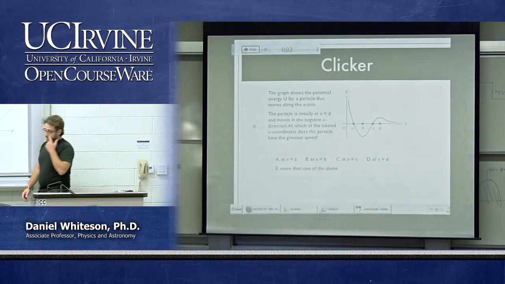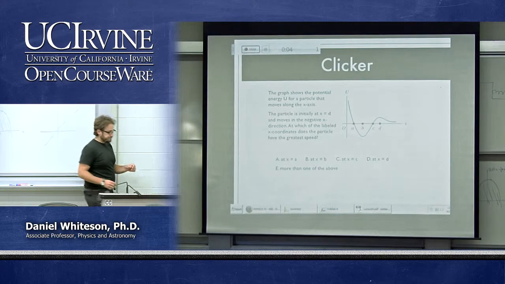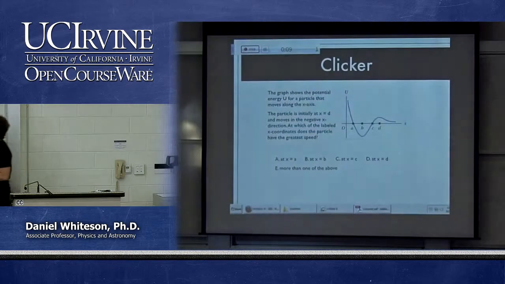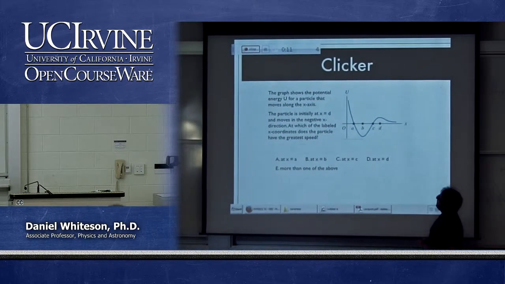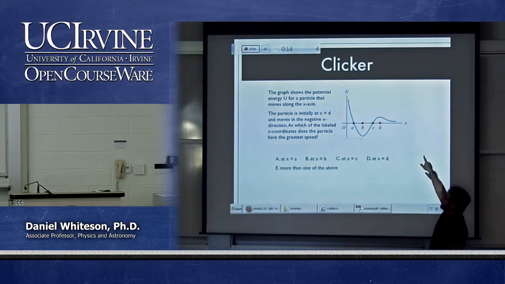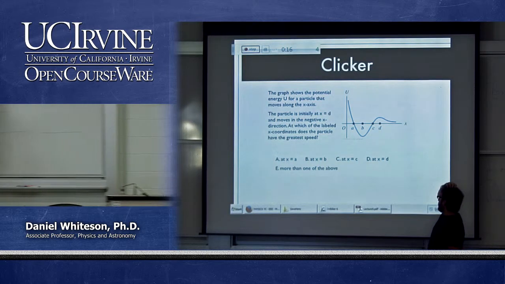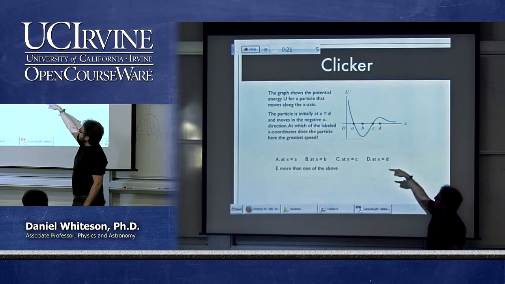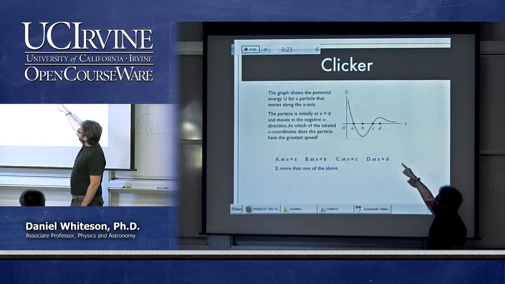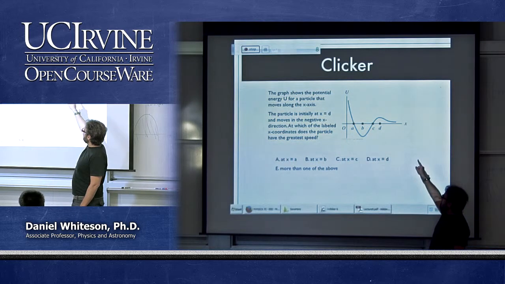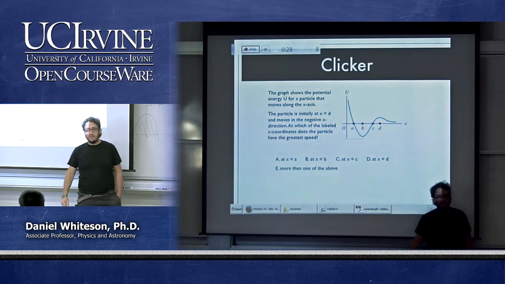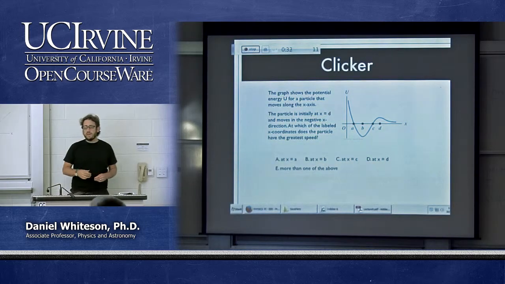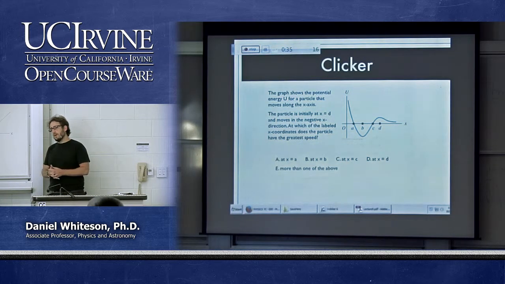So here you have a graph showing potential energy. Let's turn down the lights a bit so people in the back can see. This is a potential energy drawing, right? Not a force diagram. The particle is initially at x equals d, and then moving in the negative x direction. The question is, at which of these labeled coordinates, a, b, c, or d, does the particle have its greatest speed? So I've given you the potential energy function from which I want you to think about the kinetic energy and also the forces on the object.